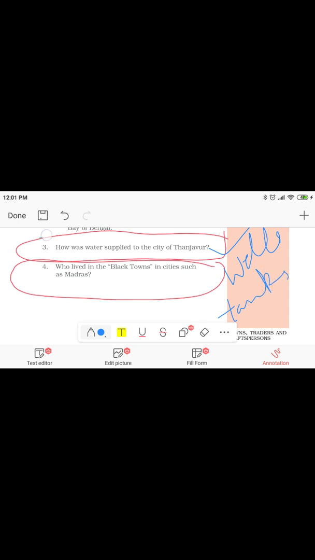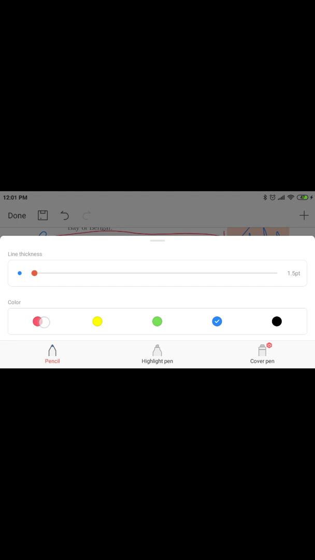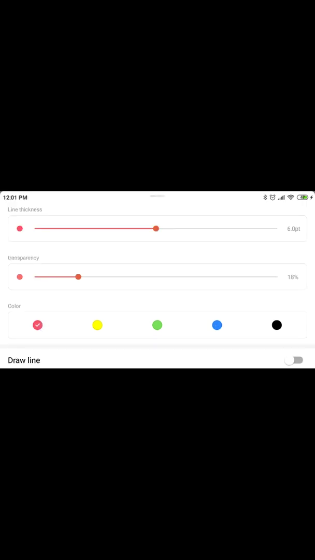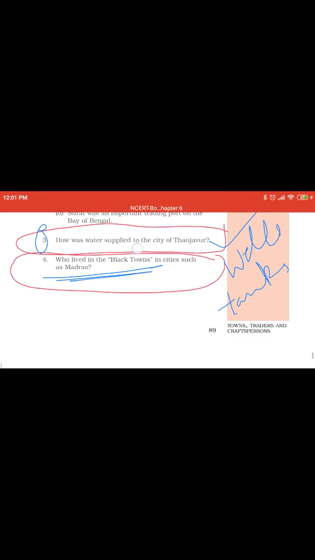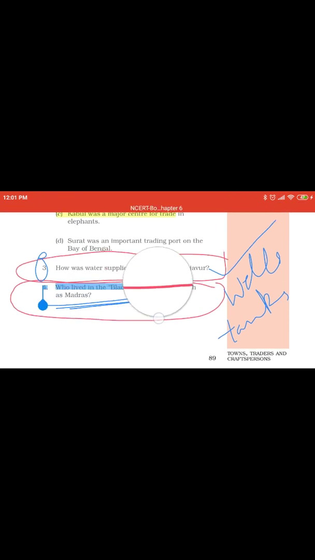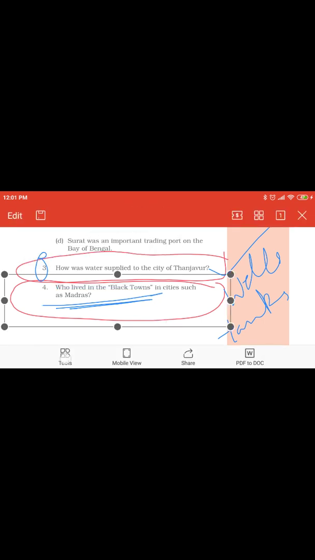So the first question, which is question number 3, we have completed. Now the second question which we have to do is question number 4. It requires a little more brain. It is not as easy as the earlier question, so I want you guys to pay a little more attention to it. Here we go. Now the question is, who lived in black towns in cities such as Madras?